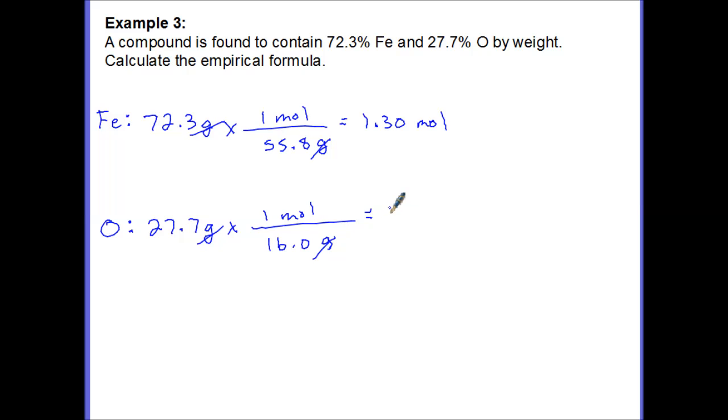But we take 27.7 divided by 16, and I get 1.73 moles. Now, we divide both of these by the smallest number.